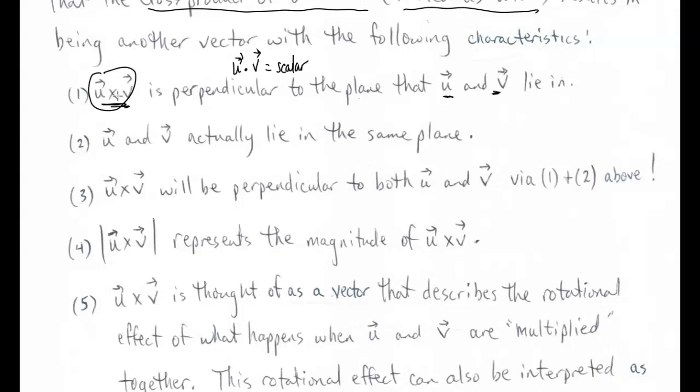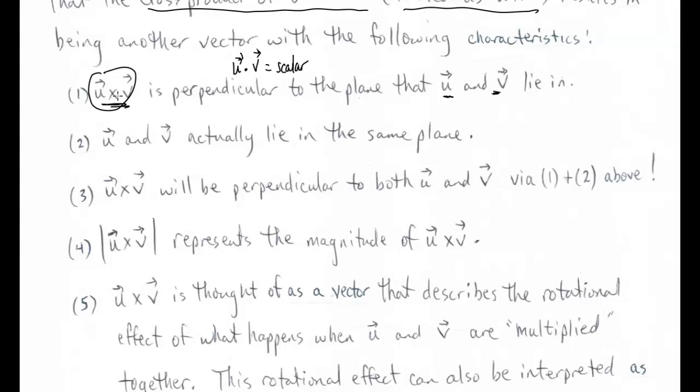The reason for that is because, remember, we are trying to capture the rotational effect of what happens when a vector acts on another in a multiplication type of behavior in the same plane. And we know that whenever something rotates, it's going to rotate in a certain direction. And we also know that depending upon how fast or slow it rotates, it has some kind of magnitude.